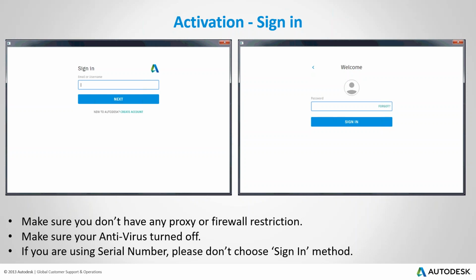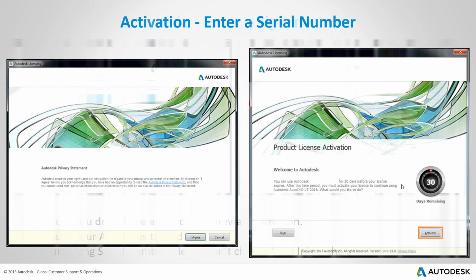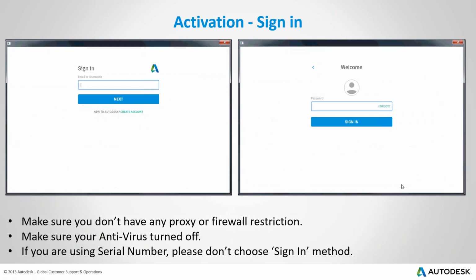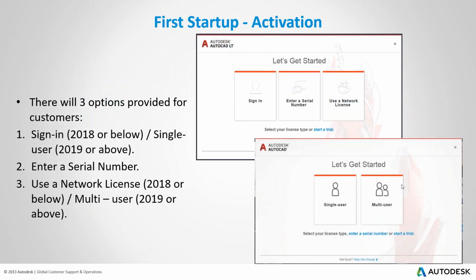And please also take note, if you're using serial numbers, do not choose the sign in option. Please proceed to input the serial numbers instead, as highlighted in the slides before this. Because if you choose single user while you're provided with serial numbers, you might end up in the trial loop. So just take note of that.